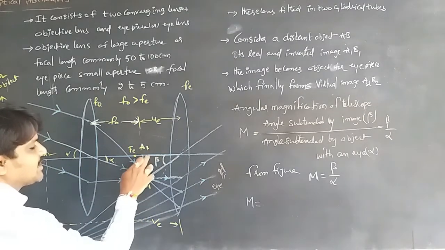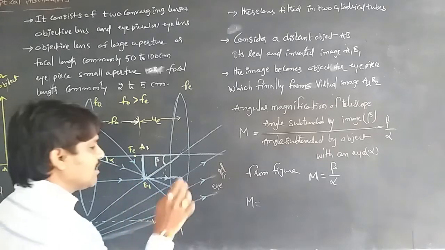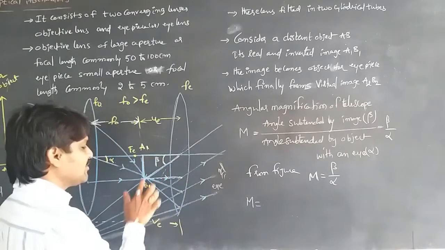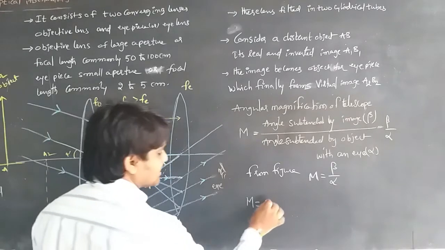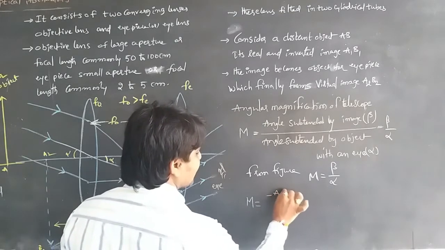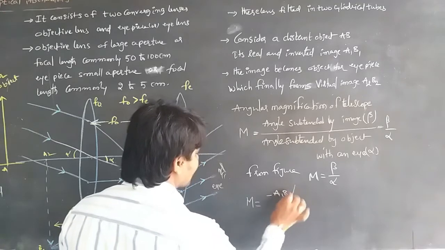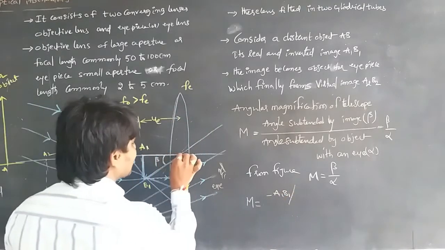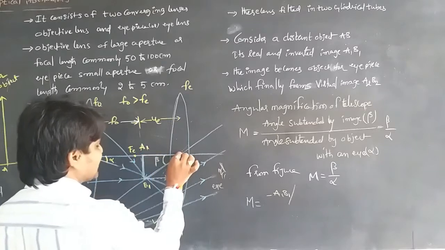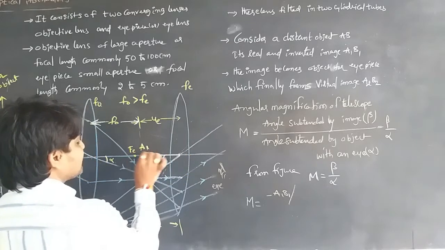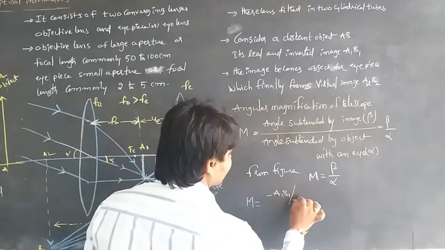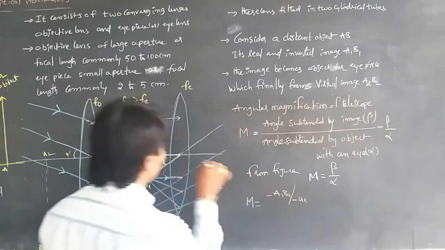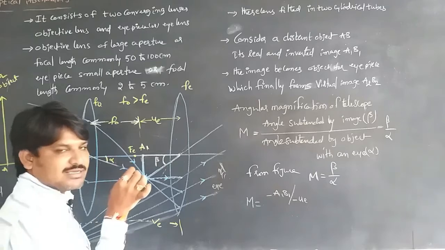So that's why we are taking that according to the sign convention, whenever the lower side, below the principal axis, is taken as negative, so that is minus A1 B1 by the distance from the optical center to where the image is formed, that is UE. So that is taken as minus UE, because we are taking the opposite direction to the incident ray.